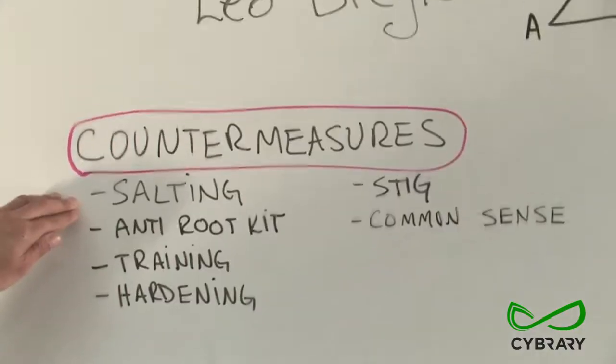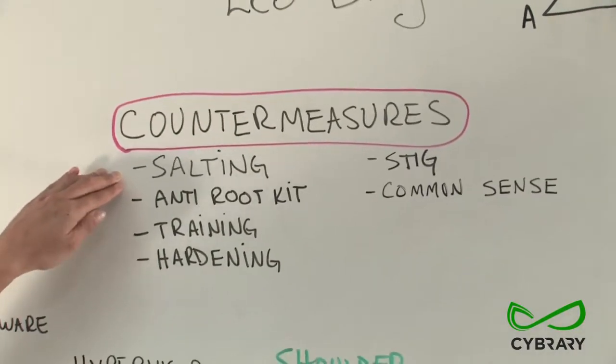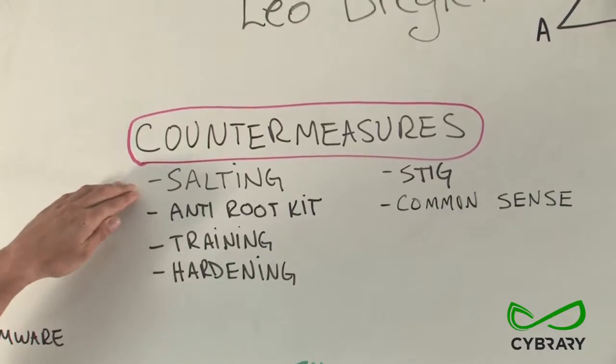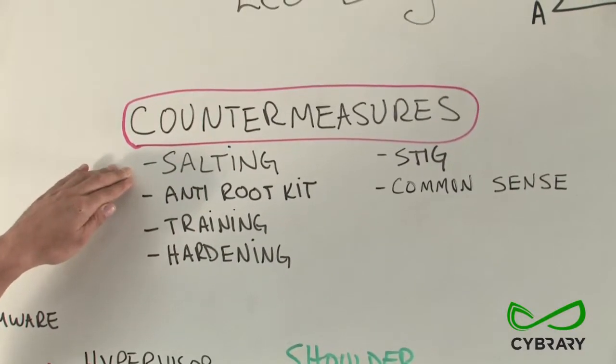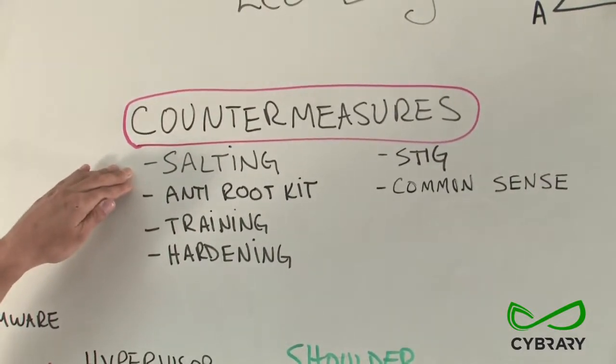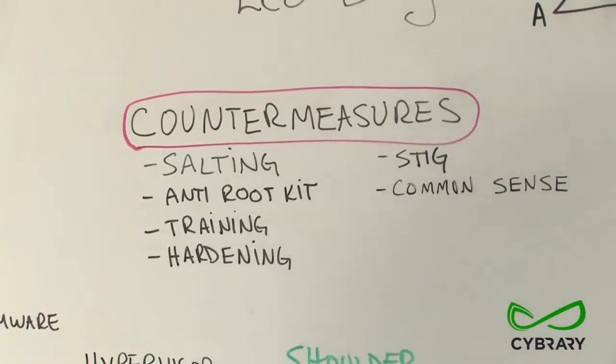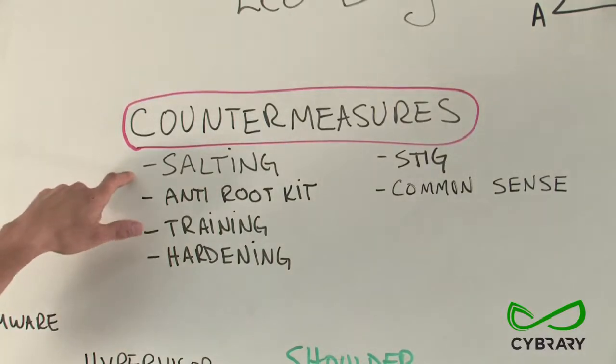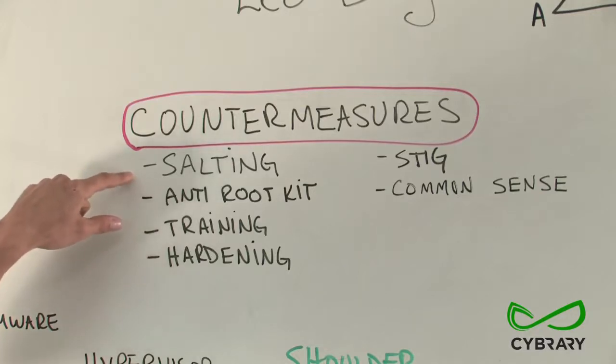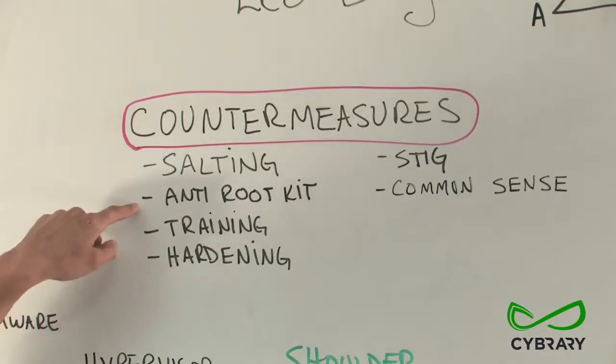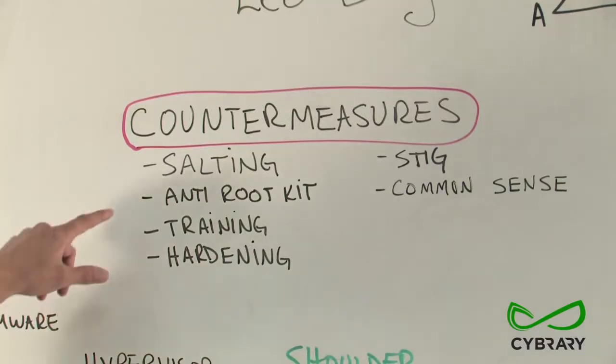Salting. This is a particular technique. It really should be a lot more popular than it is, but most systems do not use salting. For why, I have no idea, because it's such an easy technique and it defeats a lot of the rainbow table style attacks. So we've got to know what salting is and when to use it or when to look for it. Also, your run-of-the-mill anti-rootkit or anti-spyware programs. That's a great countermeasure to defeat this type of attack.